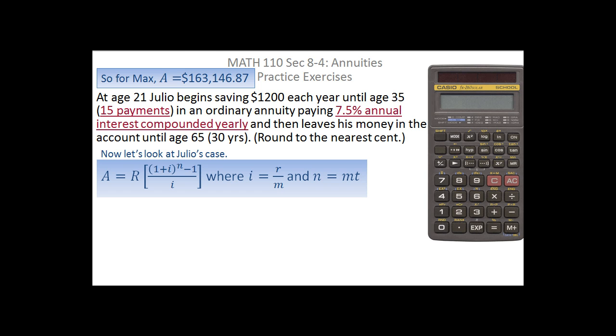Julio starts off with this ordinary annuity. It says he makes 15 payments, once at the end of every year, so it's a 15-year series of payments once per year. So it's an ordinary annuity, and I use my ordinary annuity formula. We're looking for how much Julio has in the account after 15 years. Remember, he's making 15 payments in this ordinary annuity.